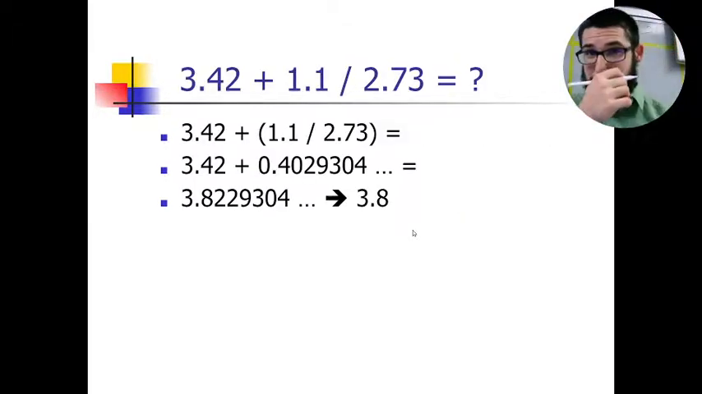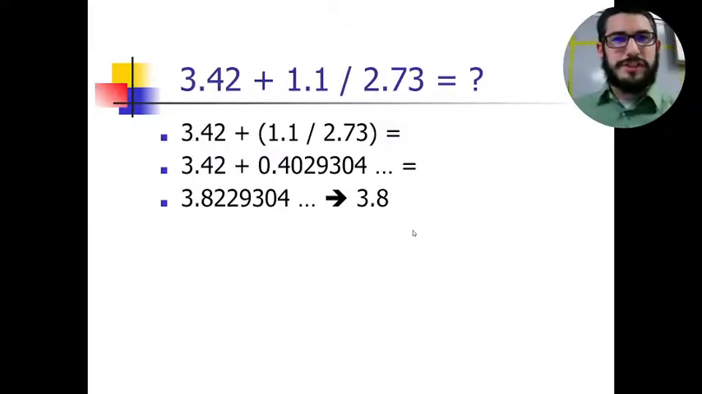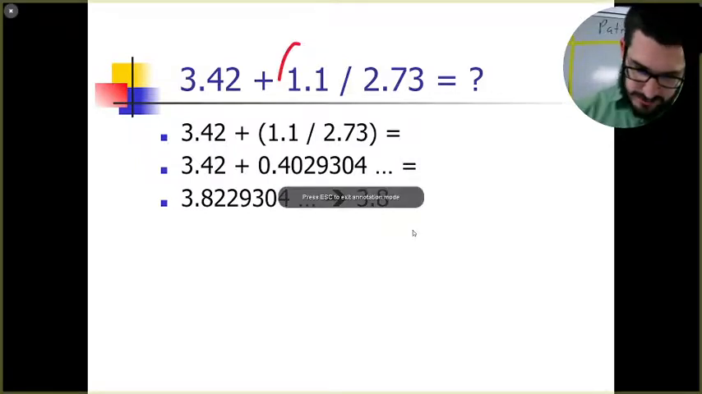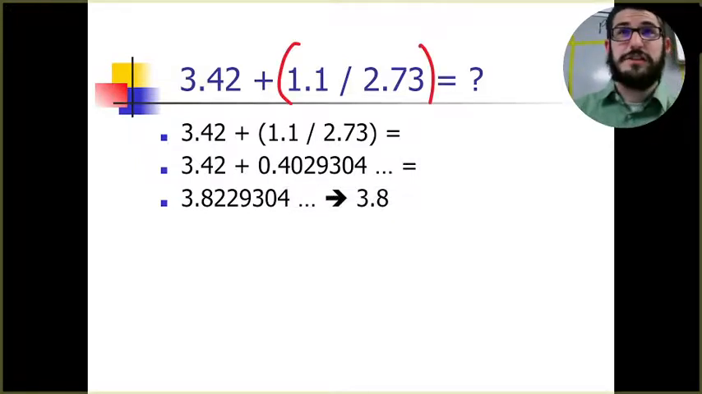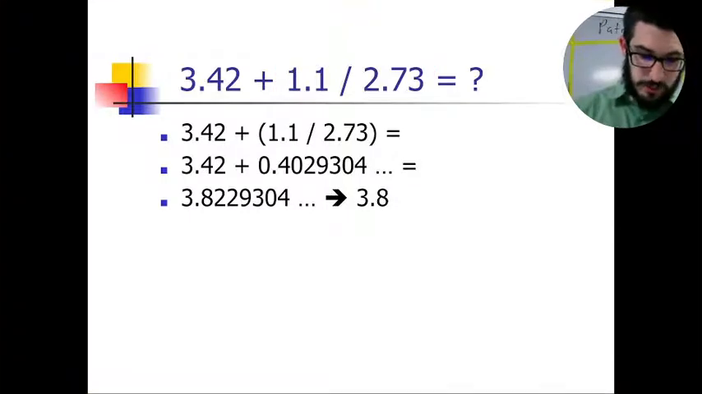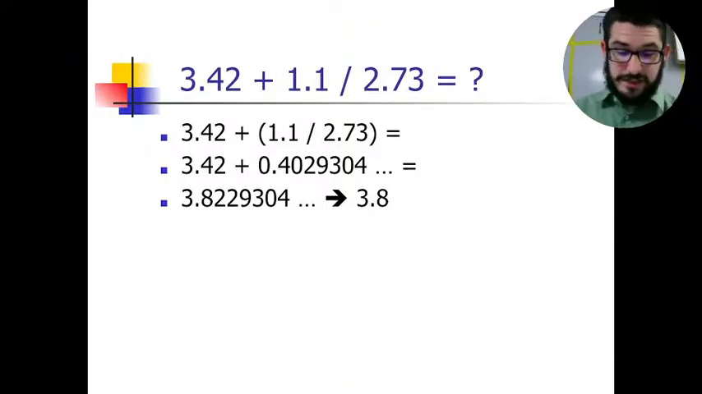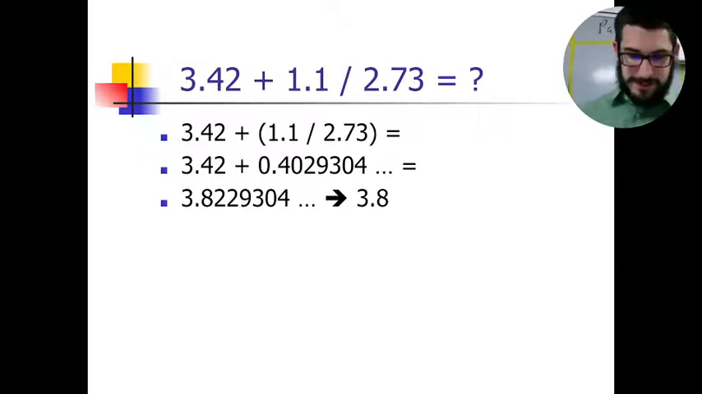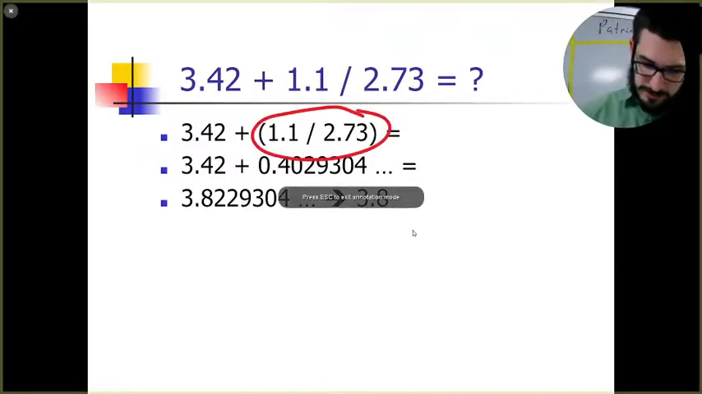So if we're looking at 3.42 plus 1.1 divided by 2.73, then you would do the division first. Again, round only at the end. Once we get that division done, then add that with 3.42, and then we get 3.8229, so on and so forth. We can only keep 2 significant digits because of our division here.